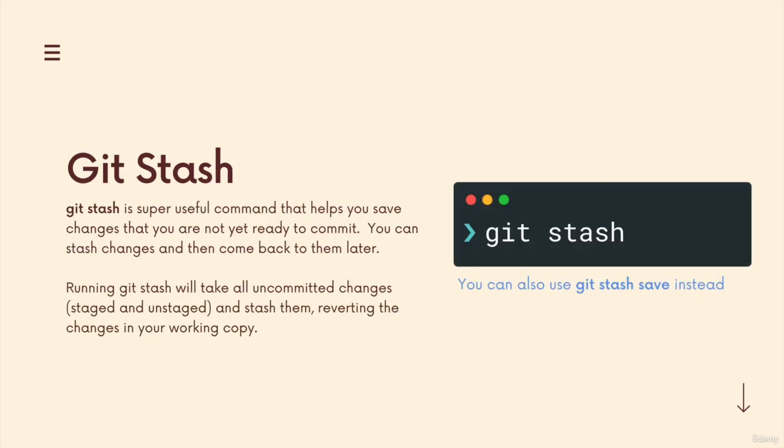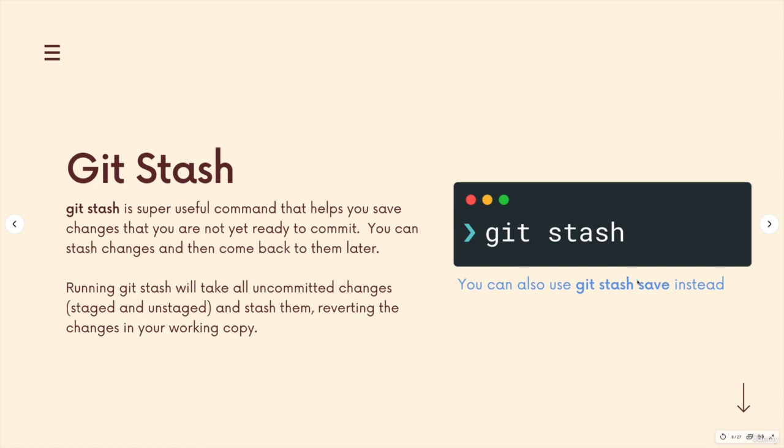So the command git stash, just git stash, at any point will take all uncommitted changes, basically anything staged or unstaged, and it's going to stash them. It kind of hides them away, but it remembers them. And it reverts those changes in our working copy. So we don't see those changes anymore, but they're still available in that stash that we can come back and retrieve them. The command git stash is basically a short version of git stash save. It's just an alias for it. They do the same thing.